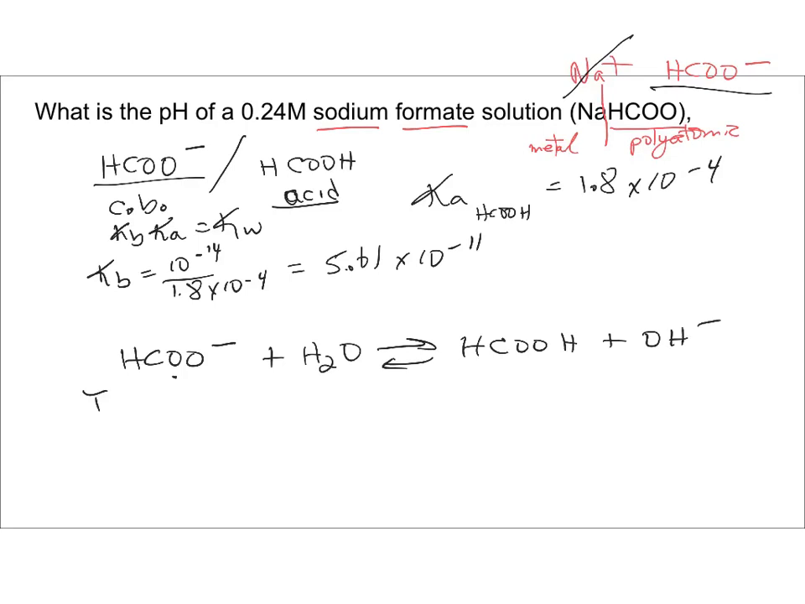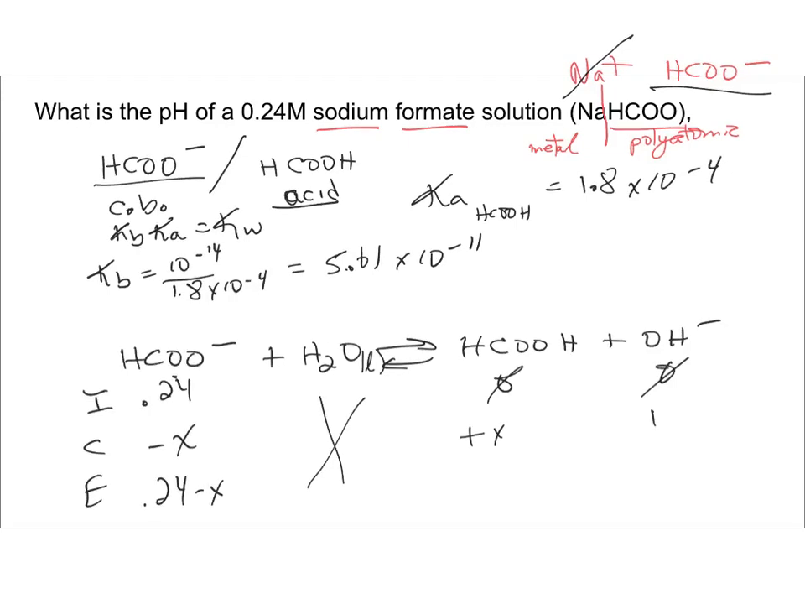We've got 2 arrows, so we need an ICE chart. We're going to start out with 0.24. We're going to ignore the water because it's a pure liquid. We have 0 and 0. This is going to go down by x, plus x, plus x, so that down here we have x and we have x.